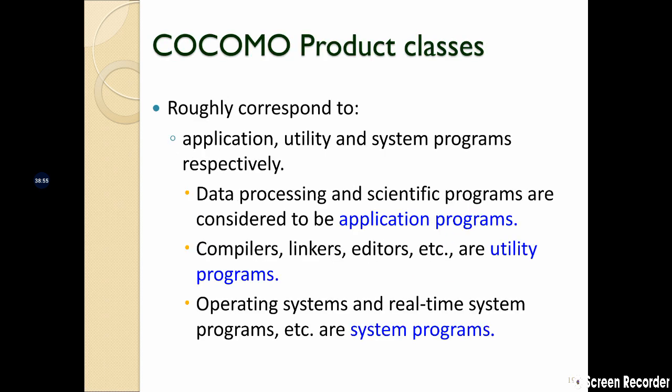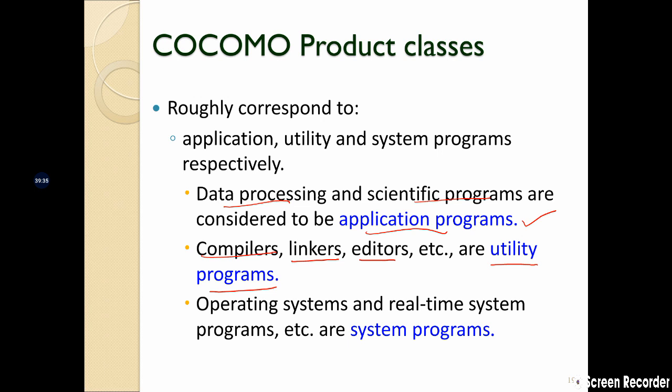Let's look at the different formulas. When we talk about an application program, we are talking about data processing and scientific programs. Even your online system is a data processing system. When you talk about an online reservation system, those are all data processing. Any online system, for example flight booking, train booking, banking, all those are data processing, and they are considered application programs. If you are implementing compilers, linkers, editors, they are all utility programs. Like notepads, those kinds of small file programs, zipping programs.